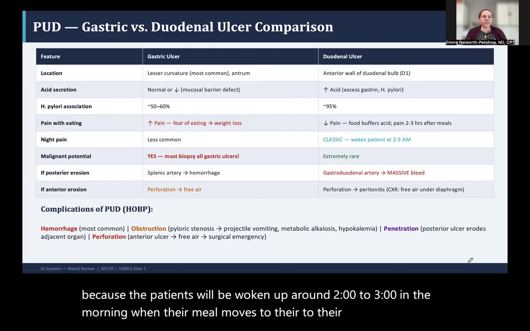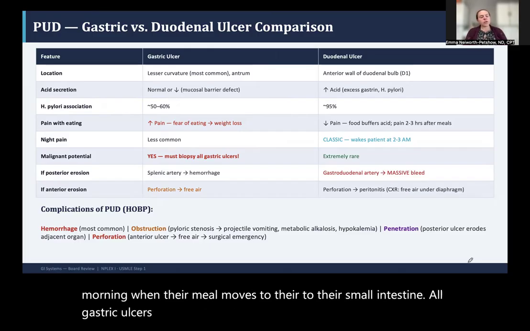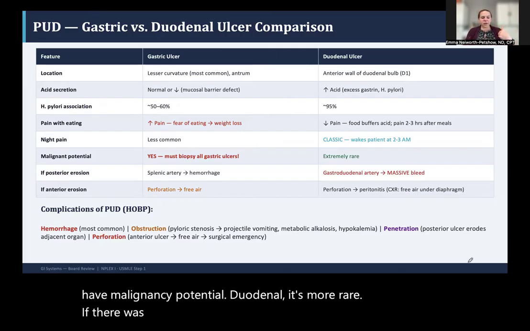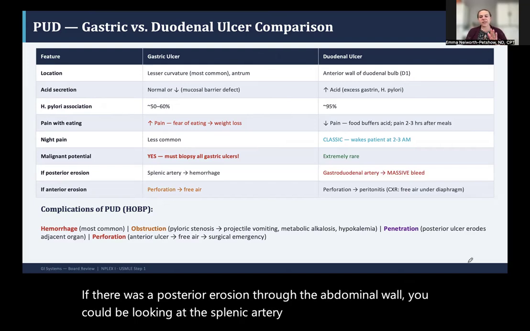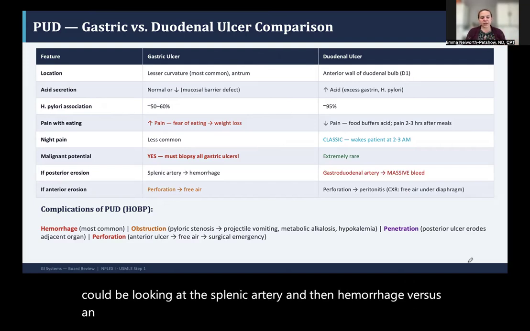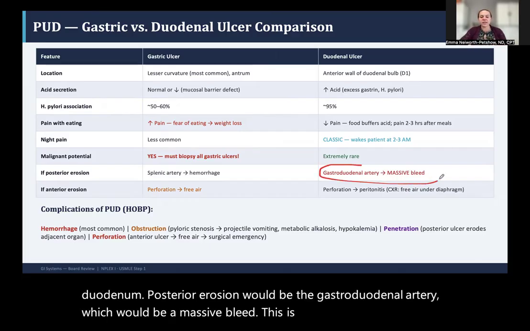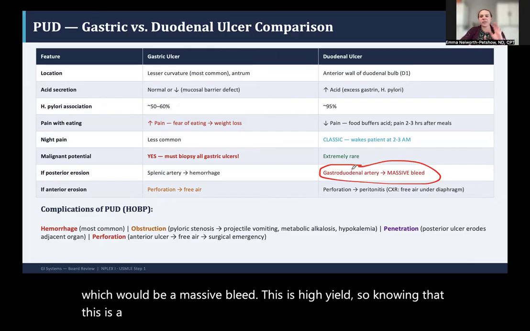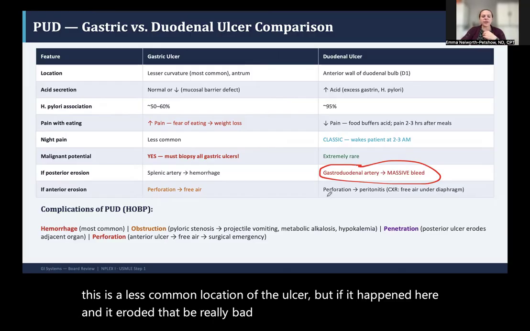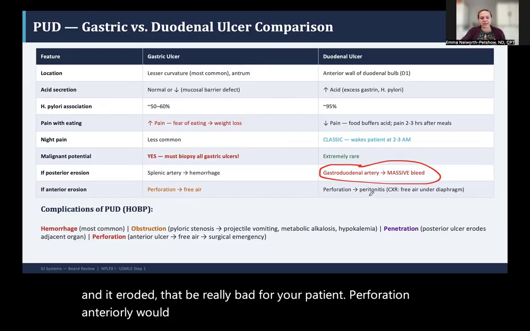All gastric ulcers have malignancy potential. For duodenal, it's more rare. If there was a posterior erosion through the gastric wall, you could be looking at the splenic artery and then hemorrhage, versus an anterior erosion, it's more perforation and free air. For the duodenum, posterior erosion would involve the gastroduodenal artery, which would be a massive bleed. This is high yield. Knowing that this is a less common location of the ulcer, but if it happened here and it eroded, that'd be really bad for your patient.